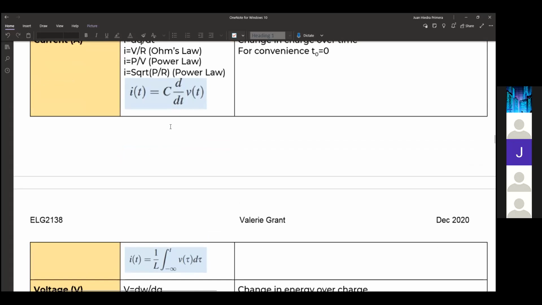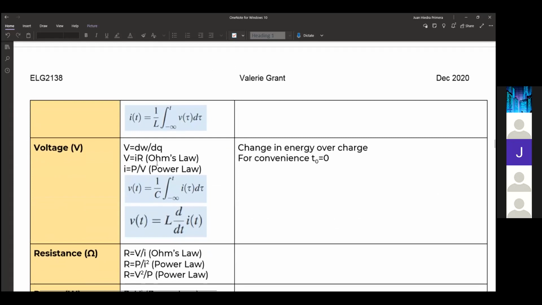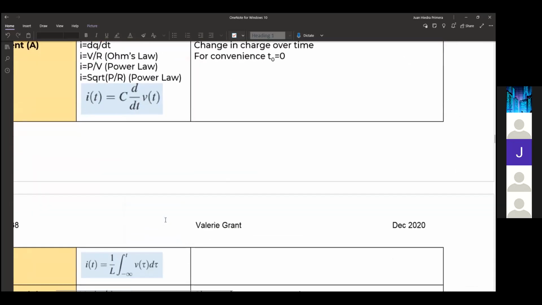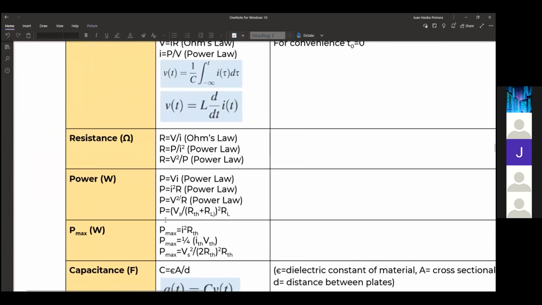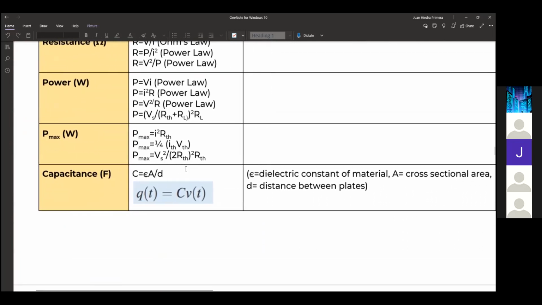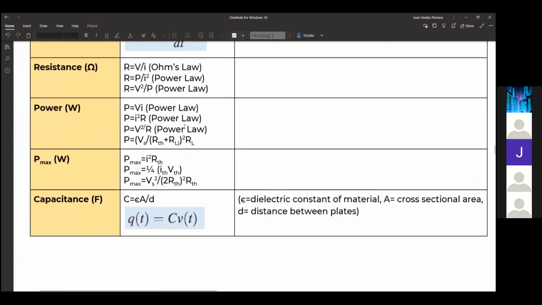You can also get current through capacitors or inductors through their own formulae. Voltage is very much the same way. You have Ohm's law, you have your power law, capacitor and inductor. For capacitance, capacitance is much like resistance, determined by physical constants.